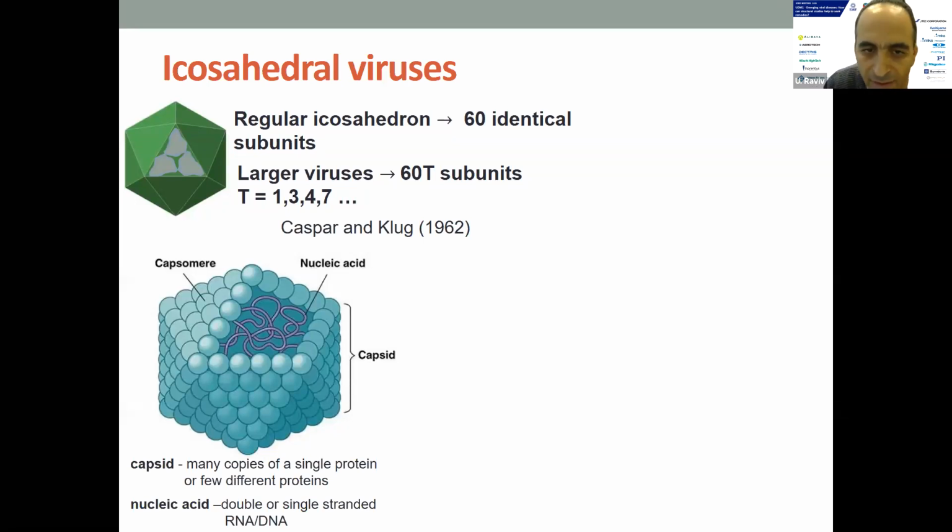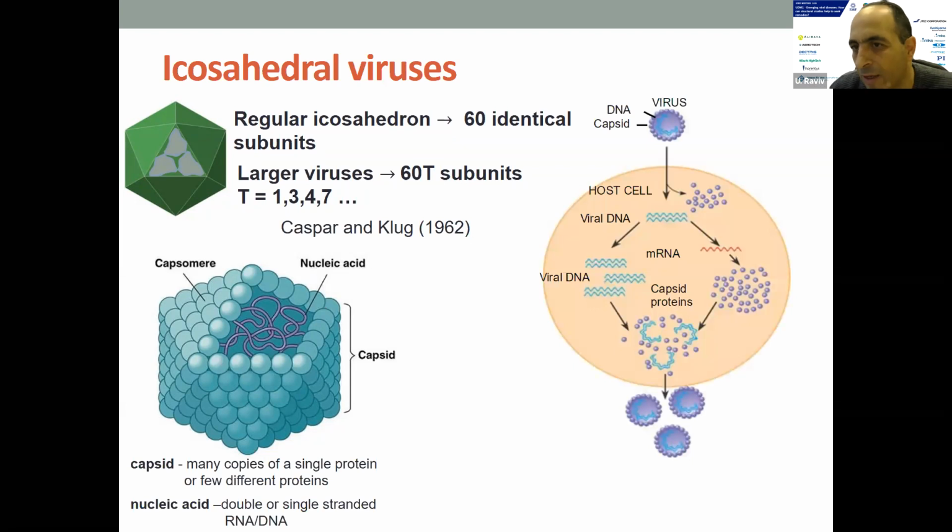They are given a T number that corresponds more or less to the number of subunits that make the capsid, the envelope that envelops the nucleic acid. The capsid protein is the shell. In the life cycle of a virus, the virus enters the cell. It has to disassemble and release its genetic material into the cell. The cell's machinery is used to make copies of its components, the proteins and the genome.